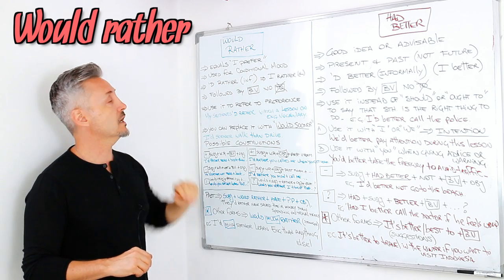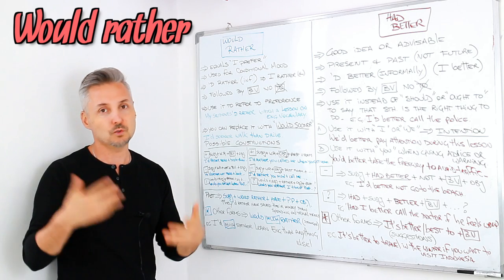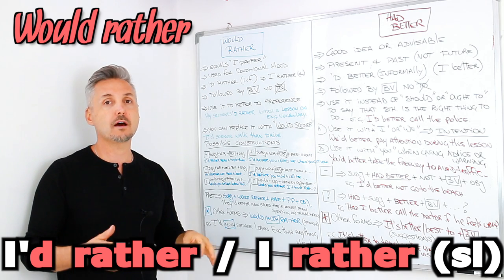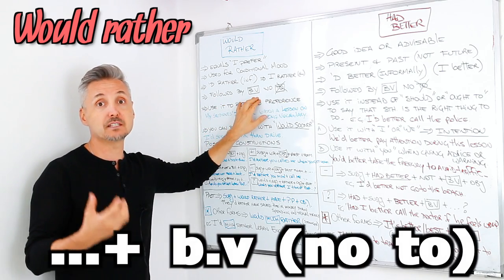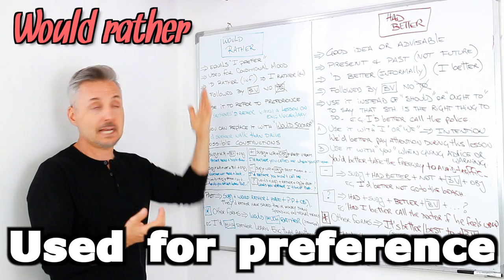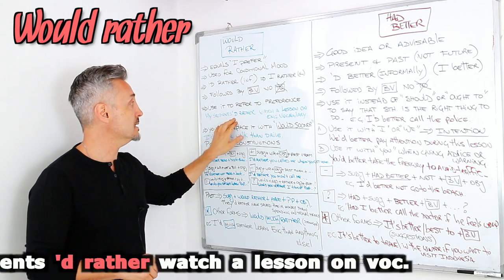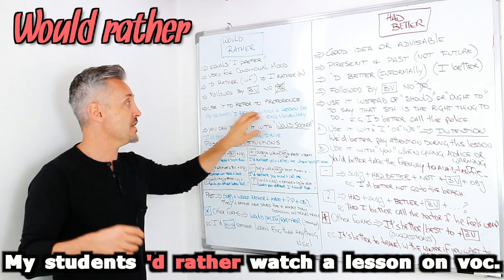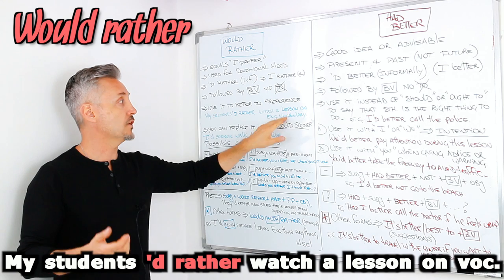Then, when we pronounce it or speak to someone, we wouldn't say I would rather do something, we just say I'd rather, which is more slang. It is usually followed by the base form of the verb without to. It is used to refer to a preference, like I said before, I prefer doing something, right? So, like my example, my students would rather watch a lesson on English vocabulary. Or I can say my students'd rather watch a lesson on English vocabulary. So, they prefer to watch a lesson on English vocabulary.